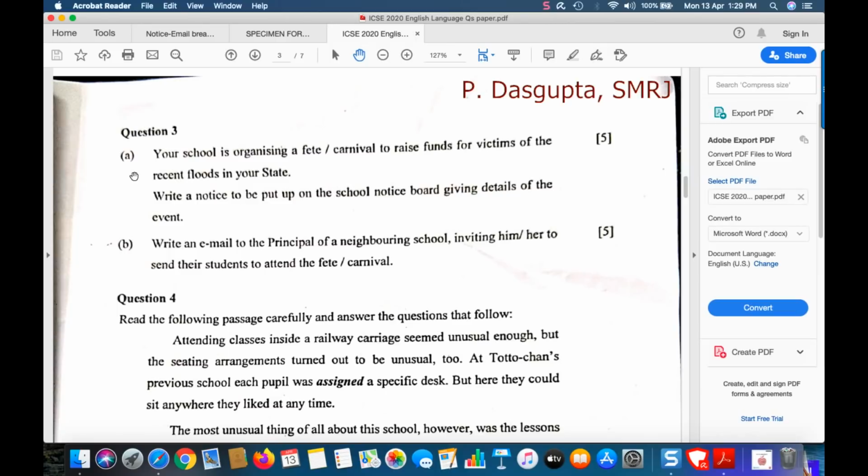Now, one more thing, the notice, you may put it inside a box. You may not use a box. There is no marks for the box.